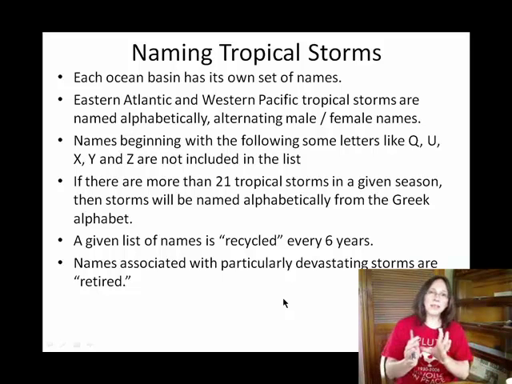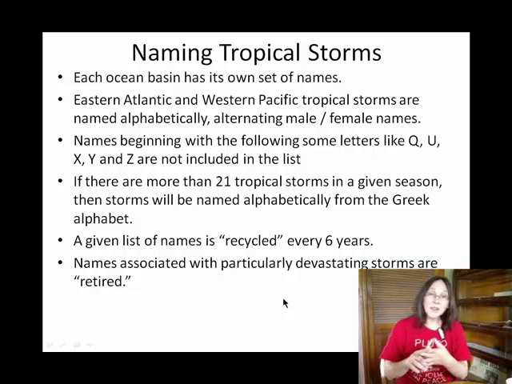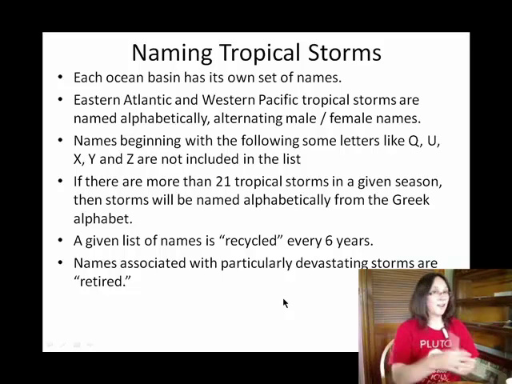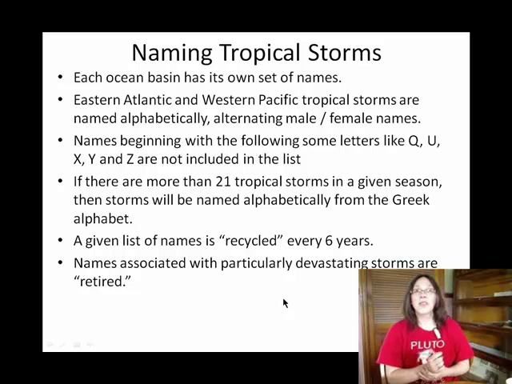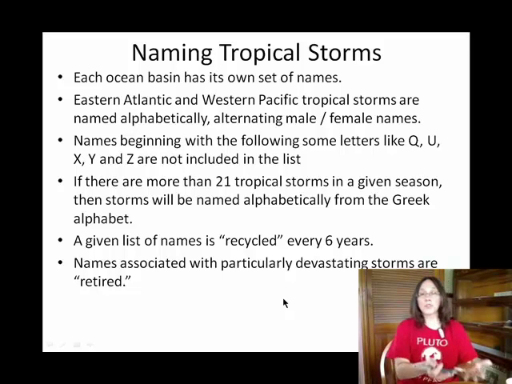Each ocean basin has its own set of names, right? The second one there is, they're alphabetical. They used to be all female names, and now they're alphabetical, alternating female, male, female, male. And there are some letters of the alphabet that are hard to come up with names for, so Q, U, X, Y, and Z are deleted from the list. And there have been some seasons, in '05 with Hurricane Katrina, there were more than 21 tropical storms. Remember, that's the point at which these weather systems get named. And then a tropical storm can become more intense to a hurricane.